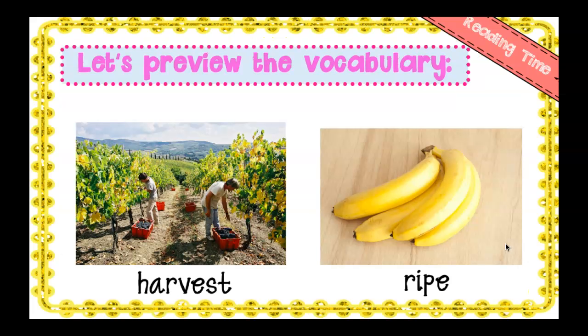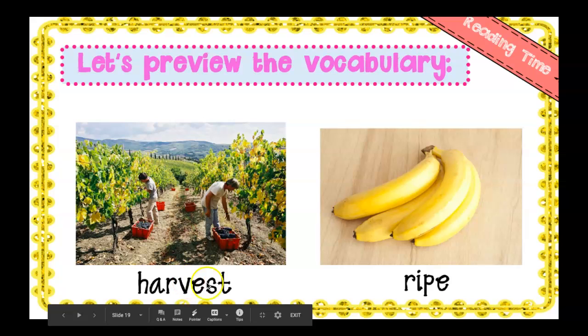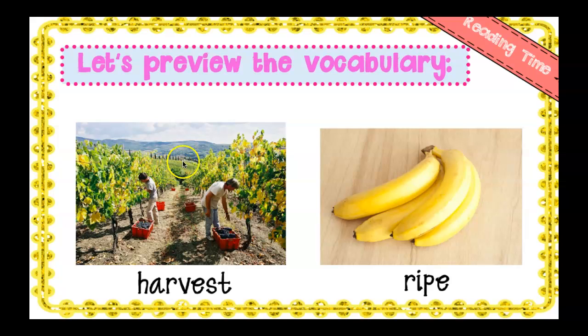Here are some vocabulary words that you're going to come across in your story today. You're going to see this word harvest. And to harvest is to pick plants that are ready to be eaten or sold at a market. So you can see that these men here are harvesting, maybe it's lemon. I'm not sure what they're harvesting, but they're harvesting some sort of fruit or vegetable that's ready to be eaten and sold.